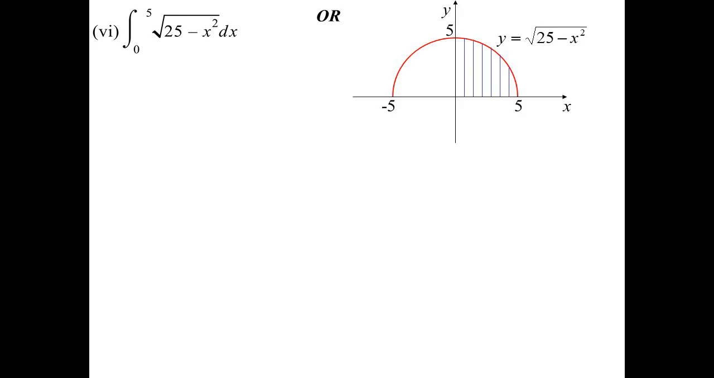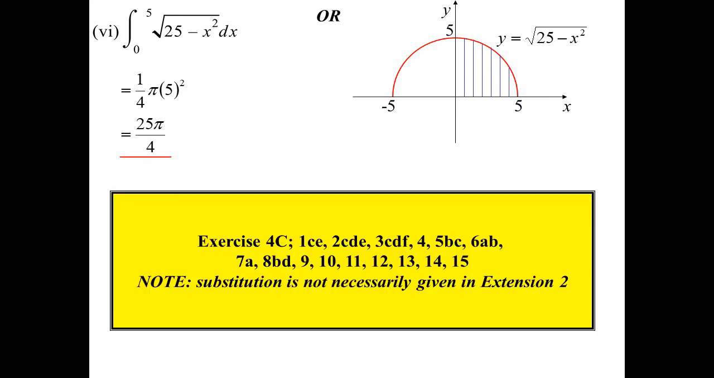Of course, another way of doing it. Square root of 25 minus x squared. Hang on a sec. I know what that shape is. That's a semicircle. Or rather, it's a quarter because I'm only going from 0 to 5. So it's just that bit in there I'm trying to find. Well, I've got a formula that finds the area of a circle. 25 pi on 4. A heck of a lot quicker. So again, if you recognise the shape, use it to your advantage. So 4C, and as I say, you're not necessarily going to be given the substitution to use in extension 2.